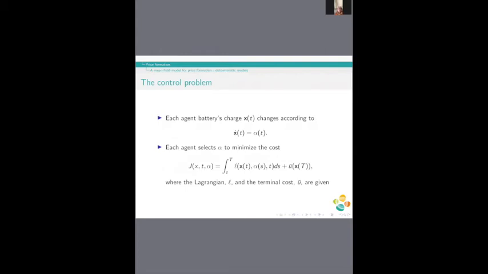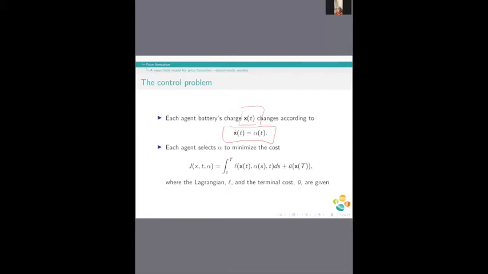So what happens is that you have a charge. So the agents have a charge. They control the charge by choosing a parameter alpha, rate alpha. And the way they select this in this deterministic setting is that they minimize their cost.